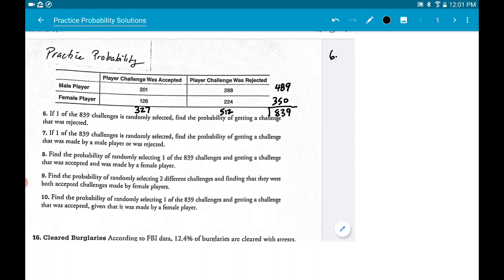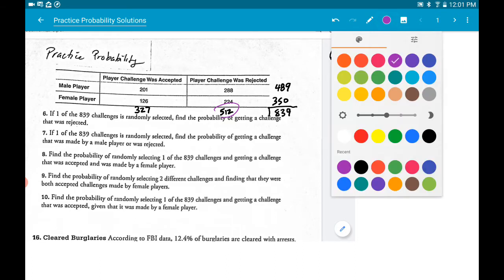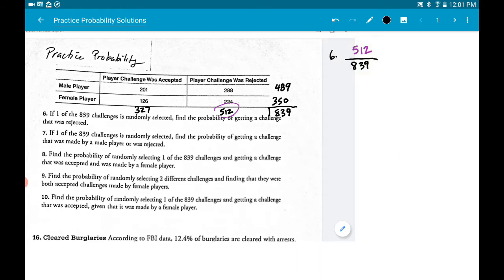Number 6: of the 100, one of the 839 is randomly selected. Find the probability of getting a challenge that was rejected. So the total is 839, but I summed up the number of rejections. There's nothing about the gender on there, and so that would be the setup for number 6. I'm going to move quickly, but ideally, if you substitute these fractions into your calculator, you could get a decimal. It's a simplified answer.